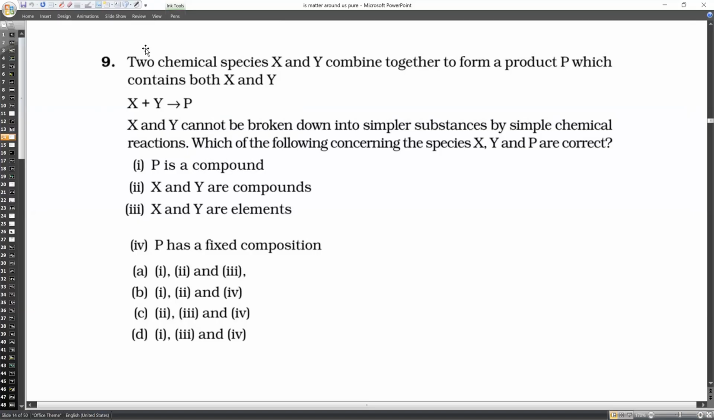Yes, tell me the answer quickly, a lot of time has passed. What could the option be? B. Option C, sorry. Option C. What is it saying? You just read that two chemical species X and Y combine together to form a product P. Product P contains both X and Y, meaning P is going to have X and Y.